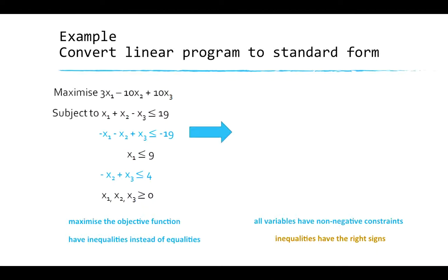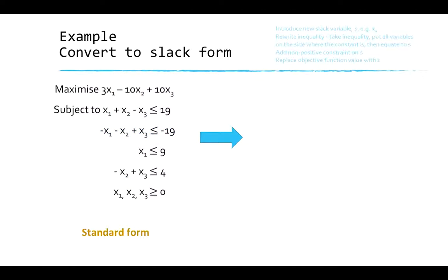From here, we convert the program to slack form. To use the simplex method, the constraint inequalities must be converted to equalities. To make this into a system of equations, we are now introducing slack variables. Slack variables take up the slack between the left and right hand sides of the inequalities, and they must be non-negative. It is a very important step for being able to identify all the corner points of the feasible set.